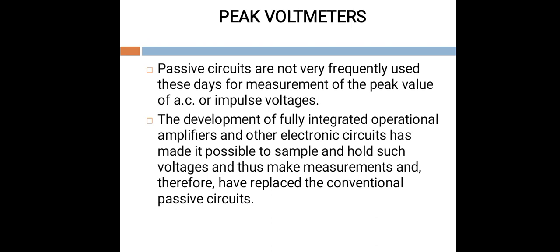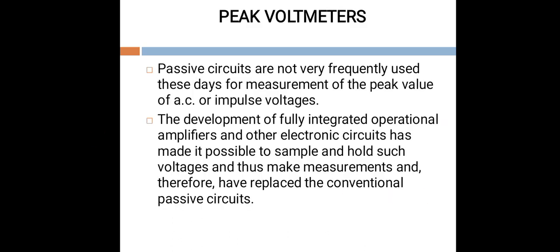Today we are going to discuss peak voltmeters. Passive circuits are not very frequently used these days for measurement of the peak value of AC or impulse voltages. The development of fully integrated operational amplifiers and other electronic circuits has made it possible to sample and hold such voltages and thus make measurements, and therefore have replaced the conventional passive circuit.